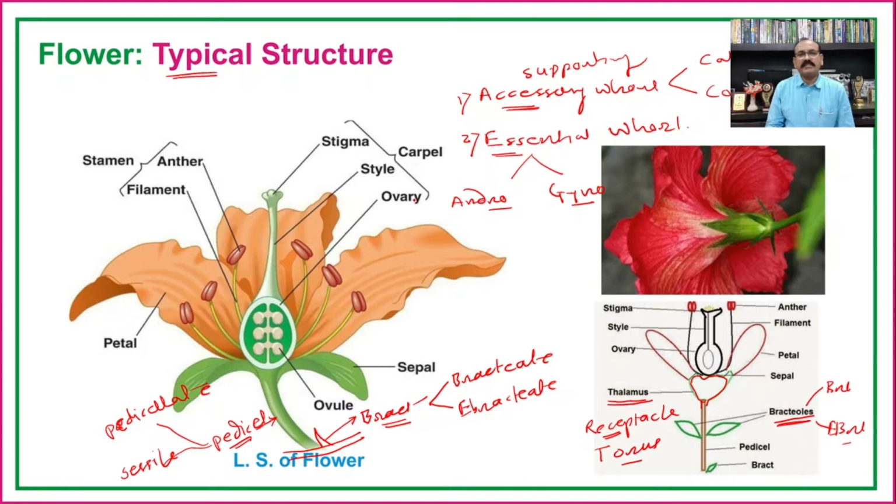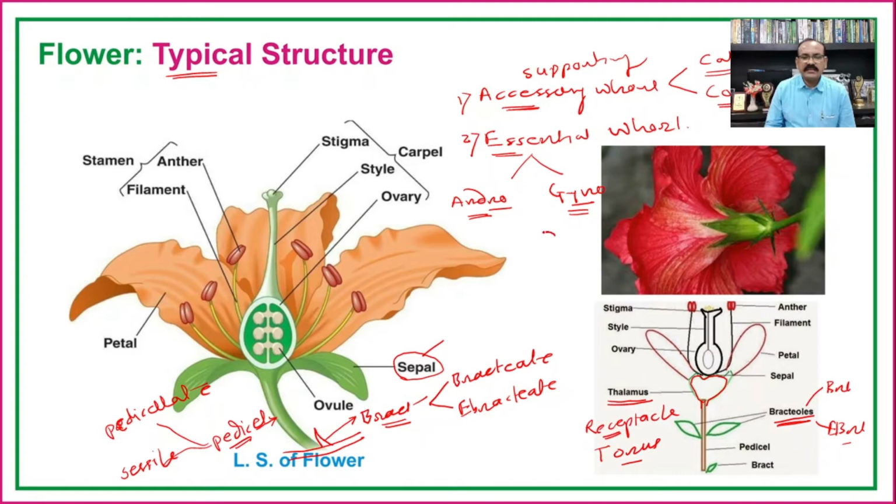Even in different plants, these different whorls may be present or may not be present. In some plants, even the calyx may be absent or present, even the corolla may be absent, even the androecium may be absent, or even the gynoecium may be absent. So here, usually the individual member of the calyx is known as sepal.